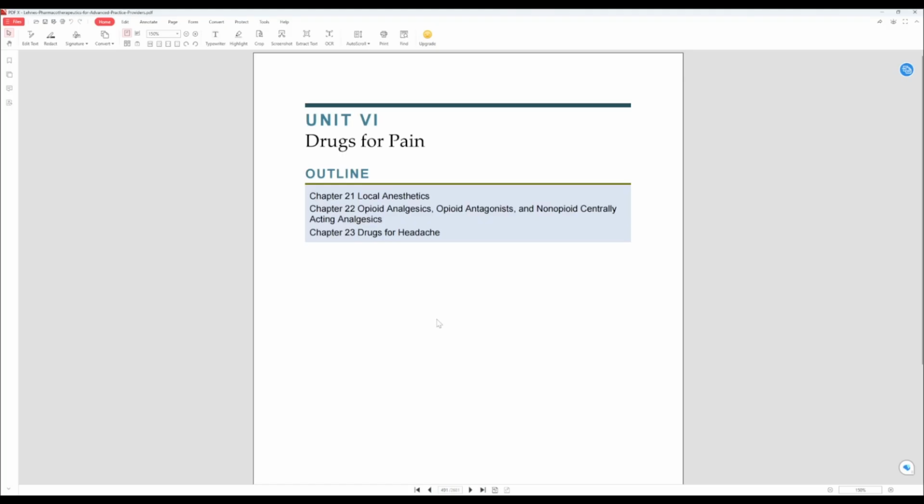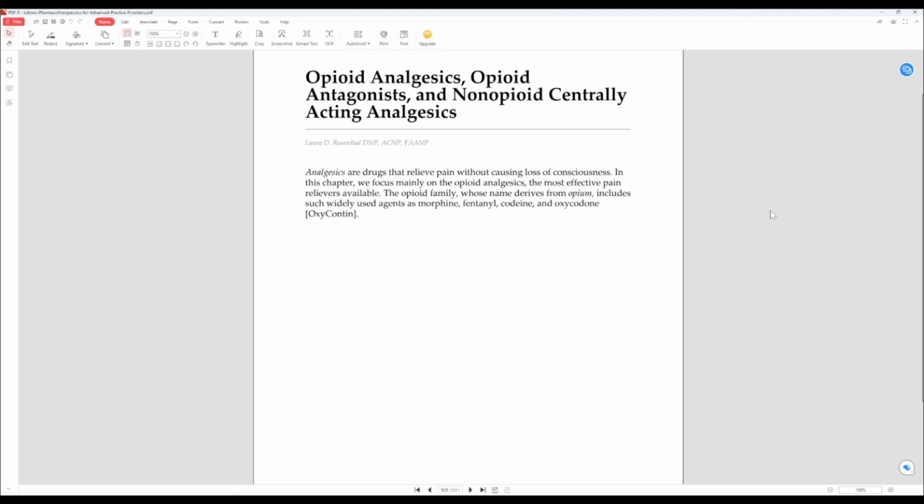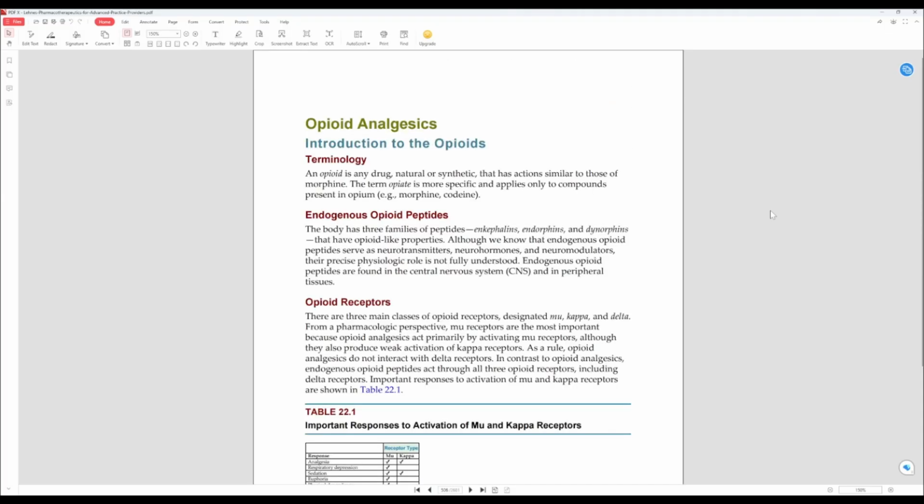Today we're talking about Chapter 22, Opioid Analgesics, Opioid Antagonists, and Non-Opioid Centrally Acting Analgesics. So, Chapter 22. Analgesics are drugs that relieve pain without causing a loss of consciousness. In this chapter, we focus mainly on the opioid analgesics, the most effective pain relievers available. The opioid family, whose name derives from opium, includes such widely used agents as morphine, fentanyl, codeine, and oxycodone, also known as OxyContin.